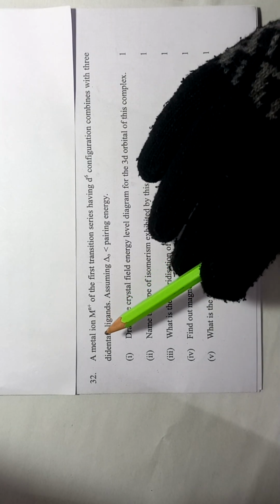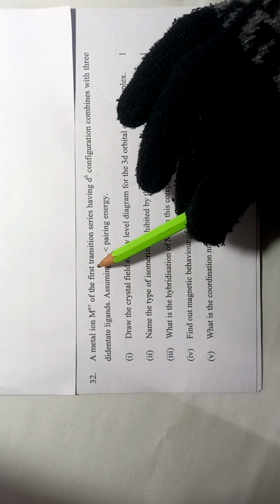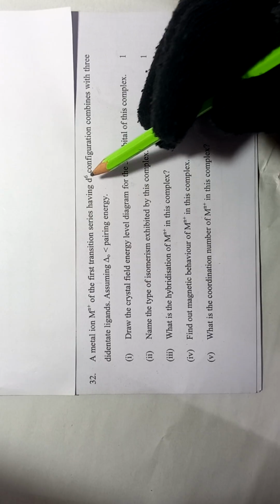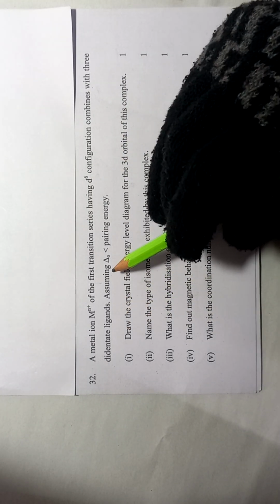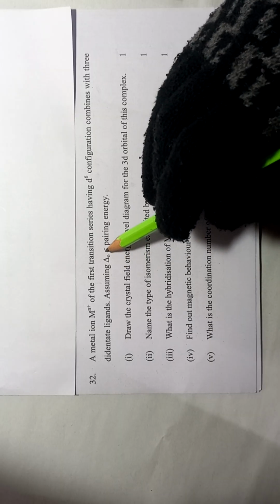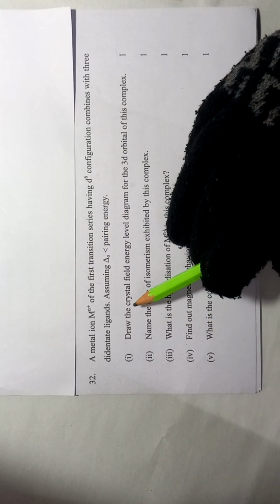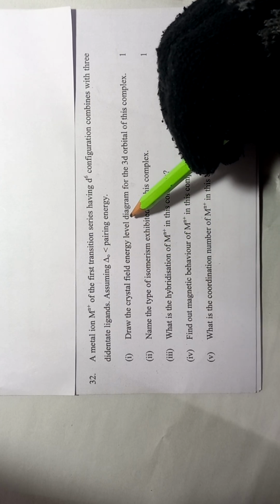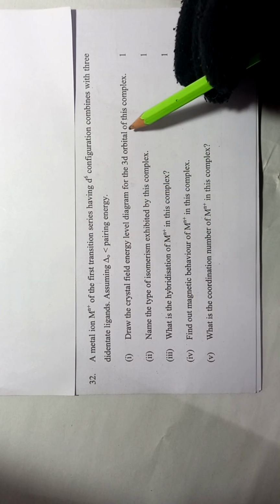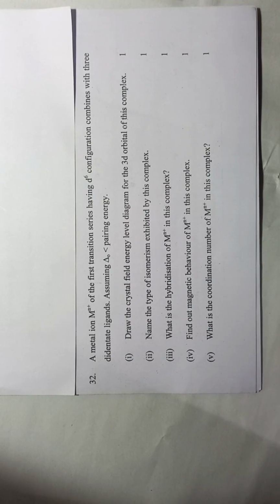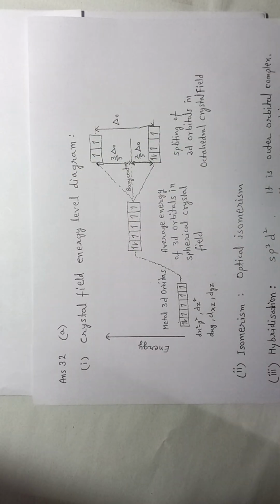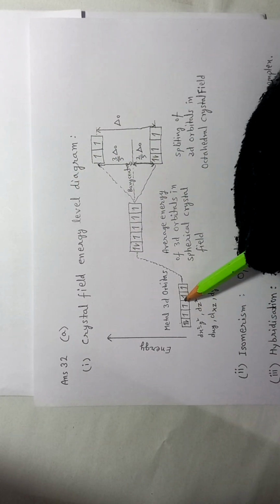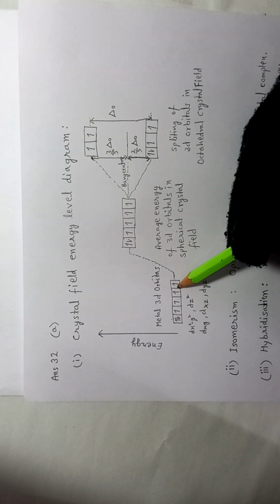Next question, students. Metal ion Mn+ of the first transition series, having d6 configuration, combines with three didentate ligands, assuming octahedral splitting is less than pairing energy. So we have to draw the crystal field energy level diagram for the 3d orbitals of this complex. This is shown here, students. Crystal field energy level diagram, 3d orbitals. This is the d6 configuration, so you have to write down the 6 electrons here.